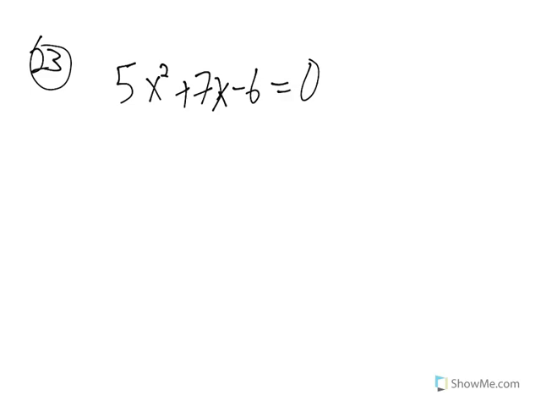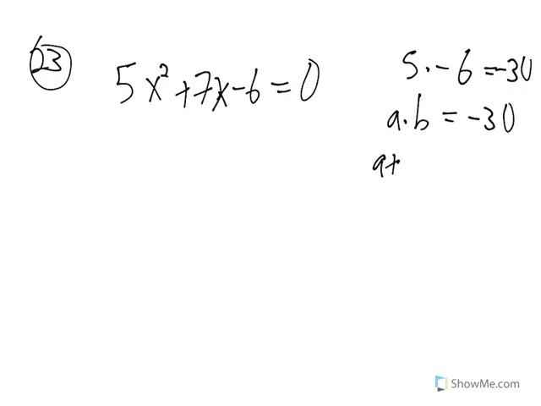Again, when the lead coefficient isn't a 1, you do 5 times negative 6. You do the first coefficient times the last coefficient, and then you do the same process as the last time. A times b, looking for two numbers that multiply to give me negative 30, but add up to give us 7. And so, again, it should look like 10 times negative 3.